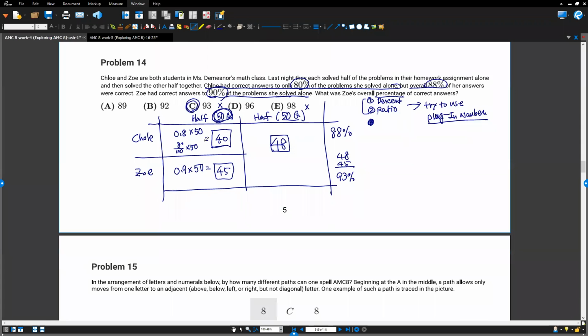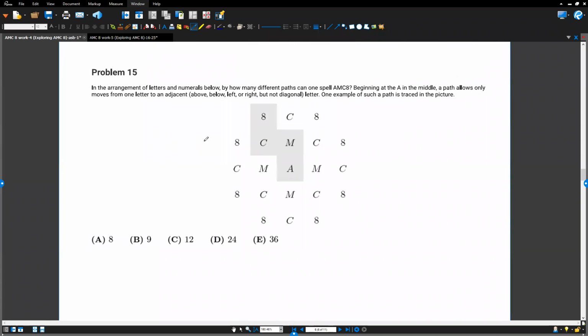Yes. Okay, good. Now we're going to move on to number 15 over here. In the arrangement of letters and numerals below, by how many different paths can you spell AMC 8, beginning at the A? We start from here, in the middle. You can go AMC 8. Okay, you can go this way, this way. That's right.